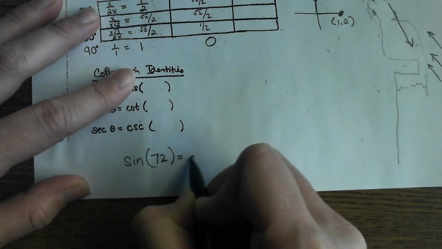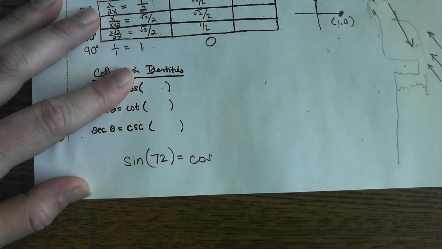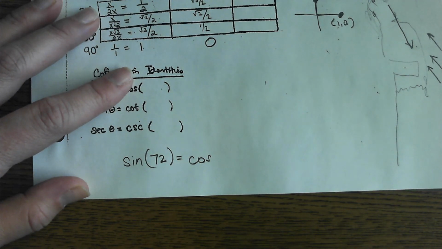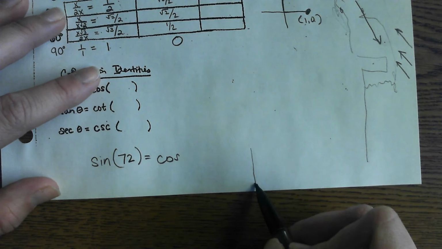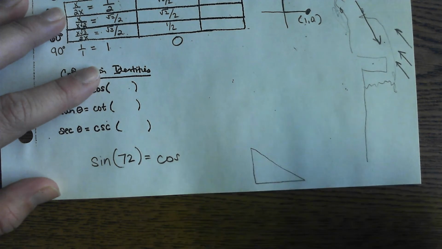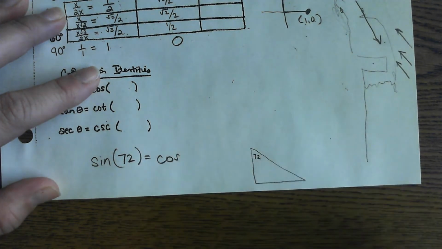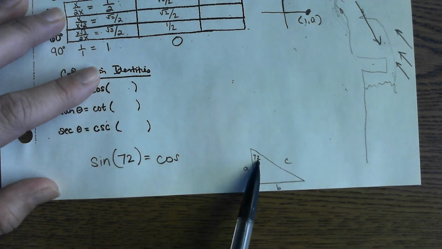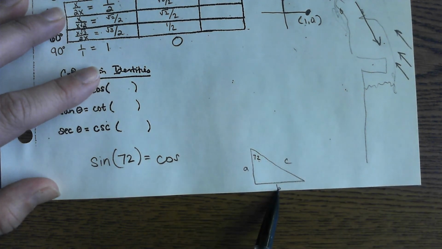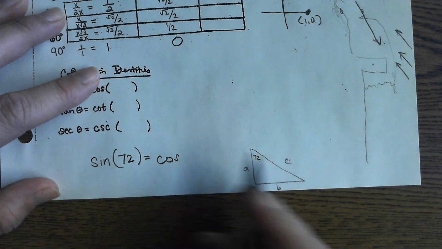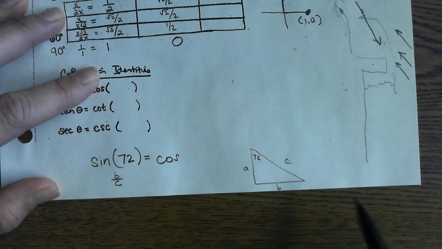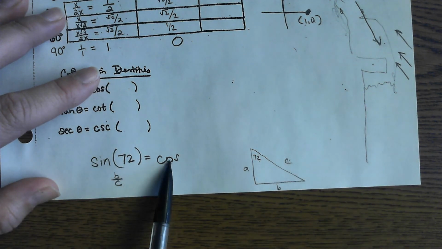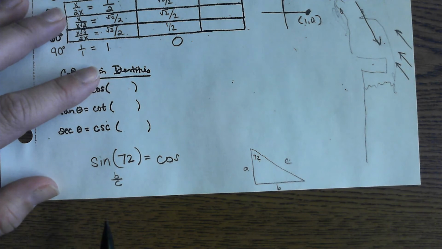I do know that in geometry, you guys were supposed to know that the sine of 72 equals the cosine of what? Let me give you a picture. Let's pretend this is a 72-degree angle. The sine of 72 is opposite over hypotenuse, right? B over C. The cosine of what would be also B over C?